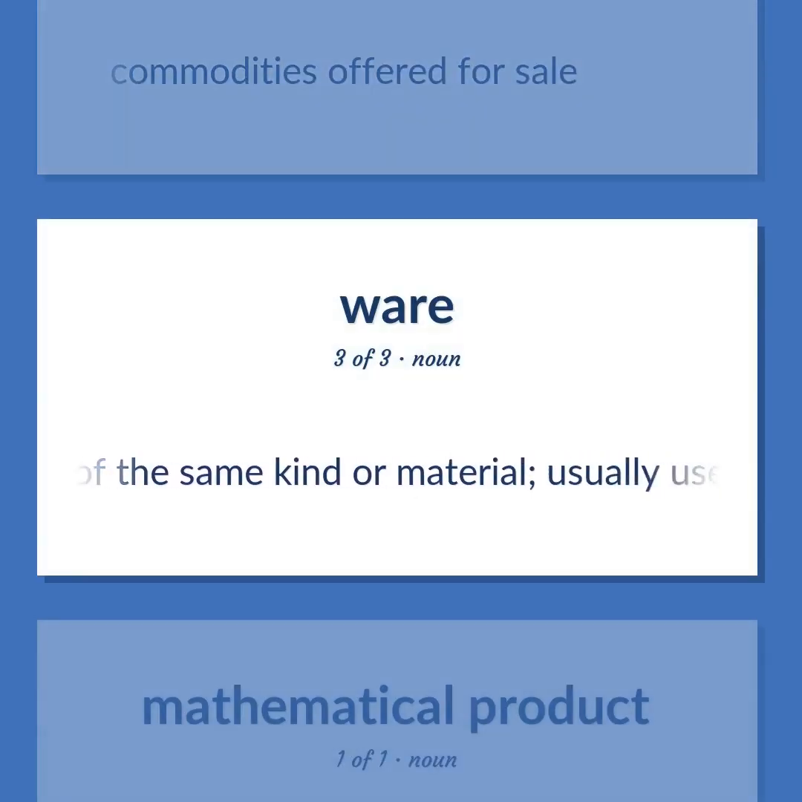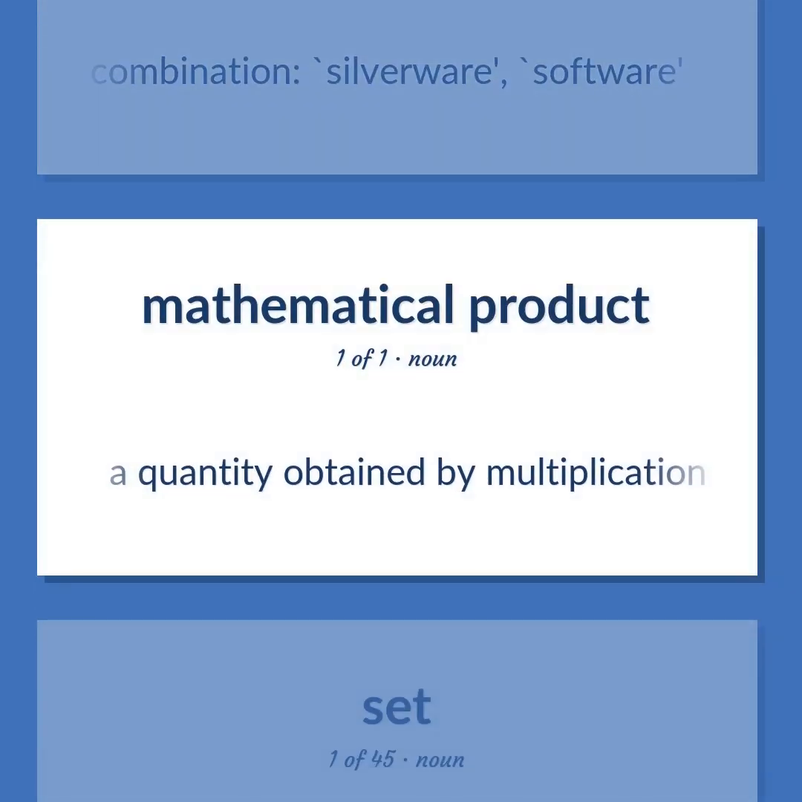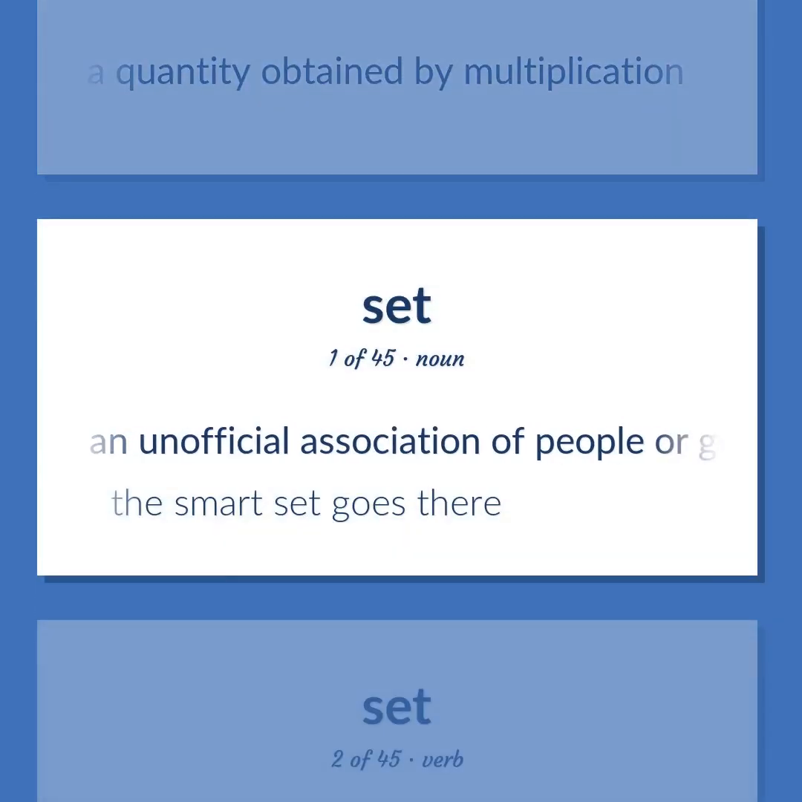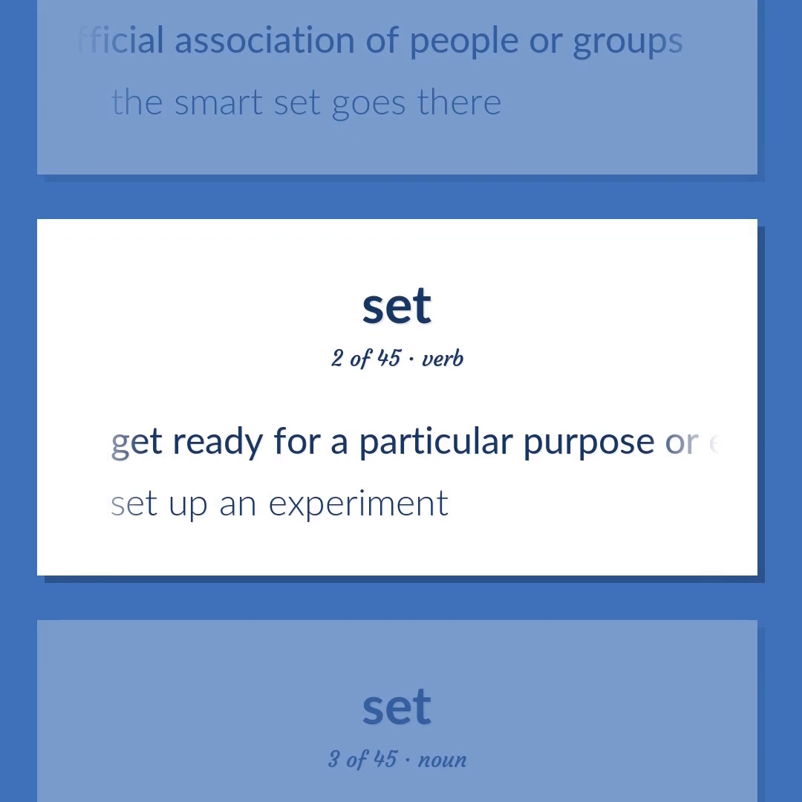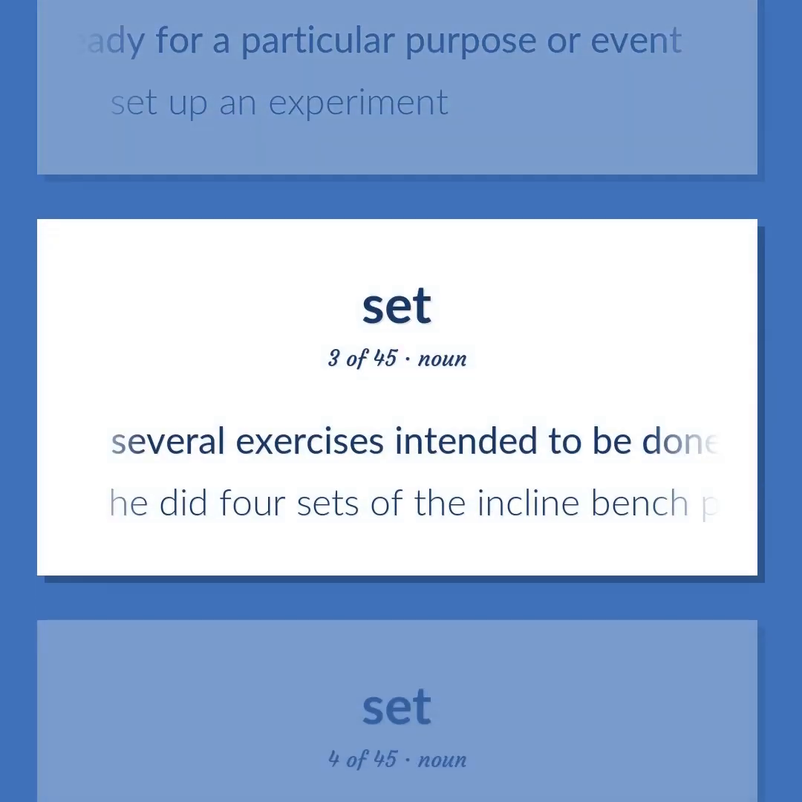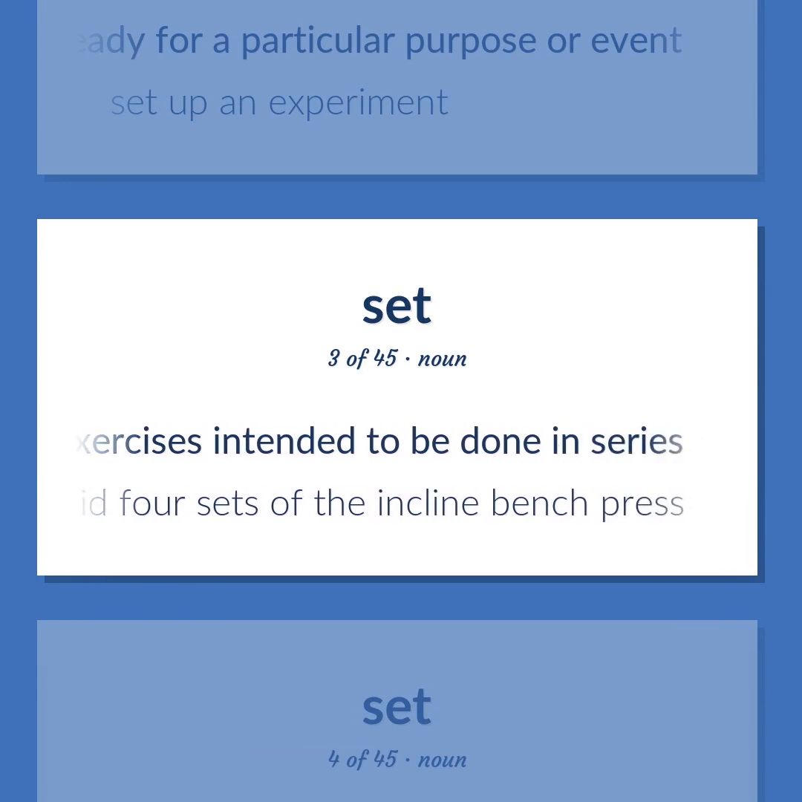Articles of the same kind or material, usually used in combination: silverware, software. A quantity obtained by multiplication. An unofficial association of people or groups. The smart set goes there. Get ready for a particular purpose or event. Set up an experiment. Several exercises intended to be done in series. He did 4 sets of the incline bench press.